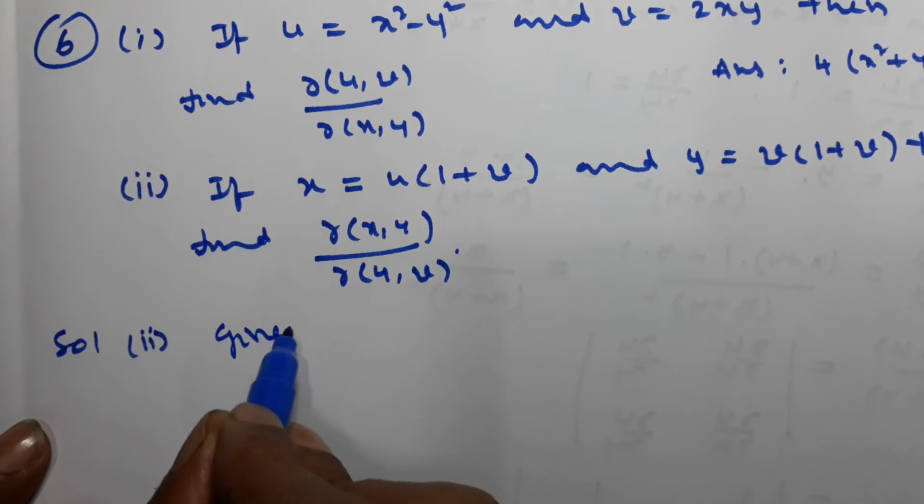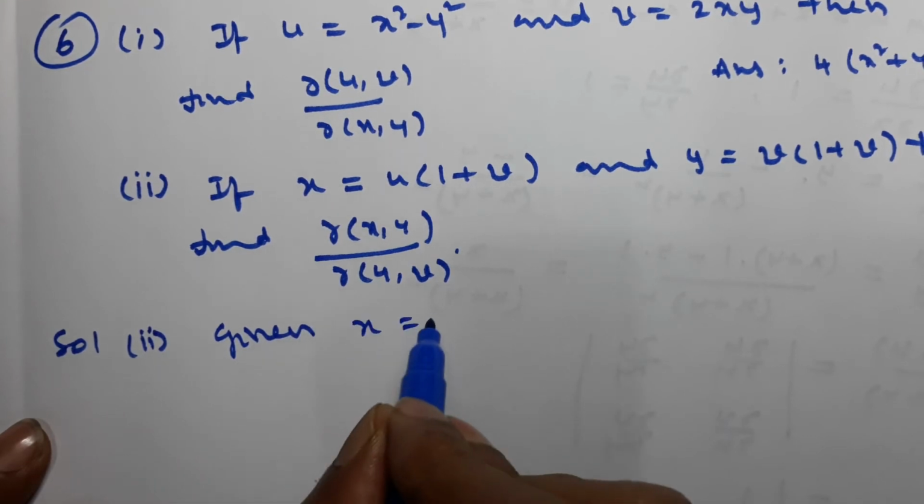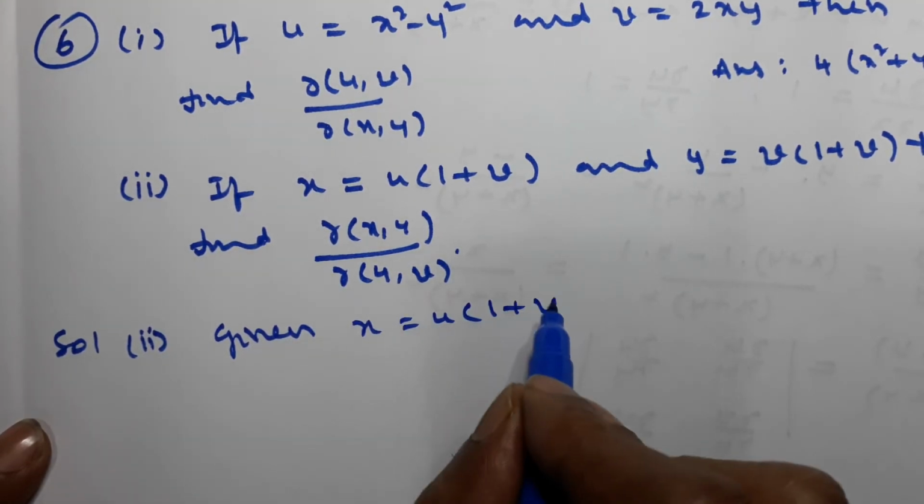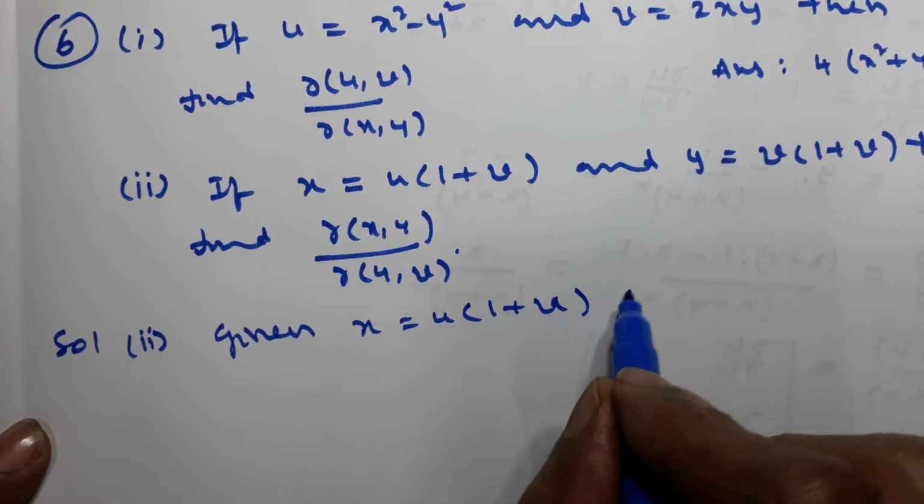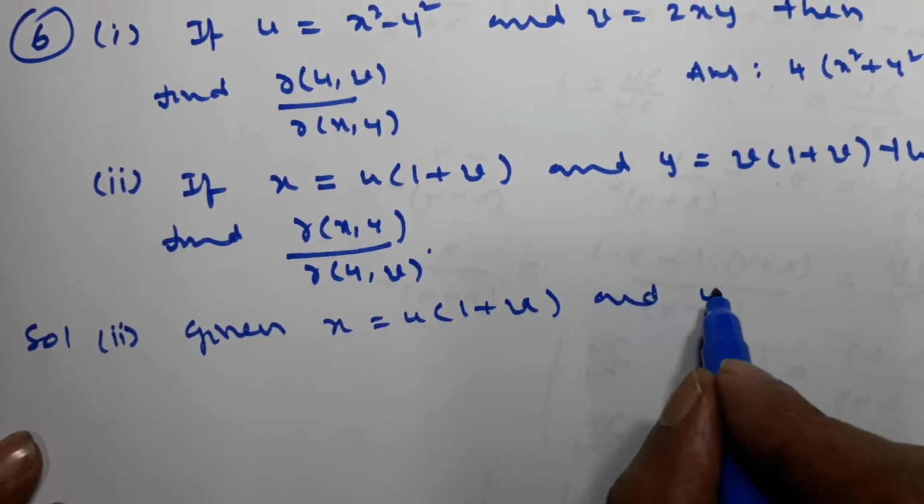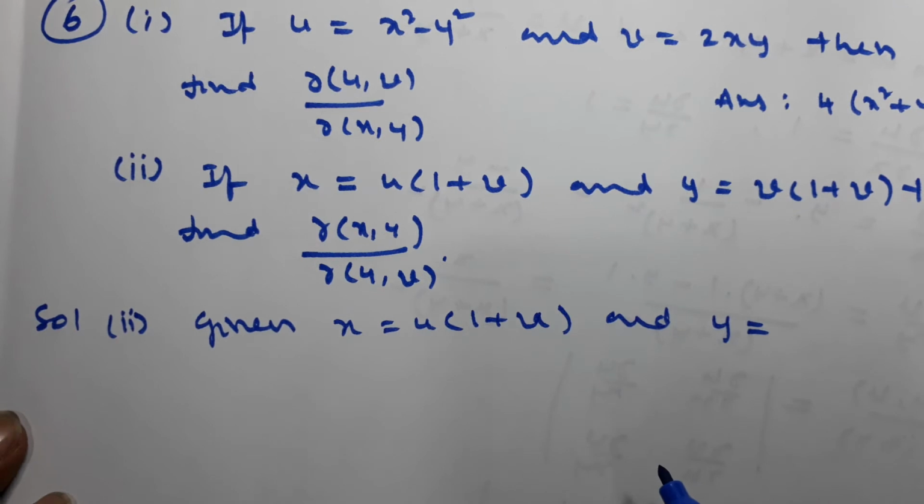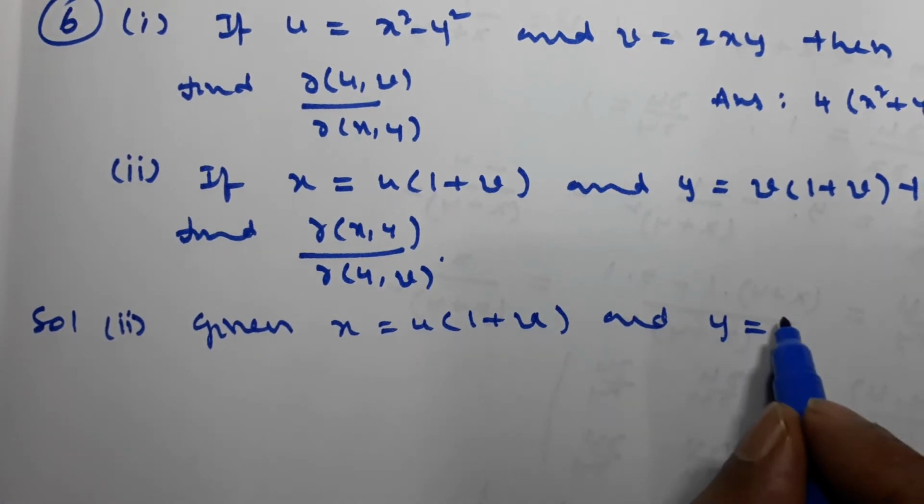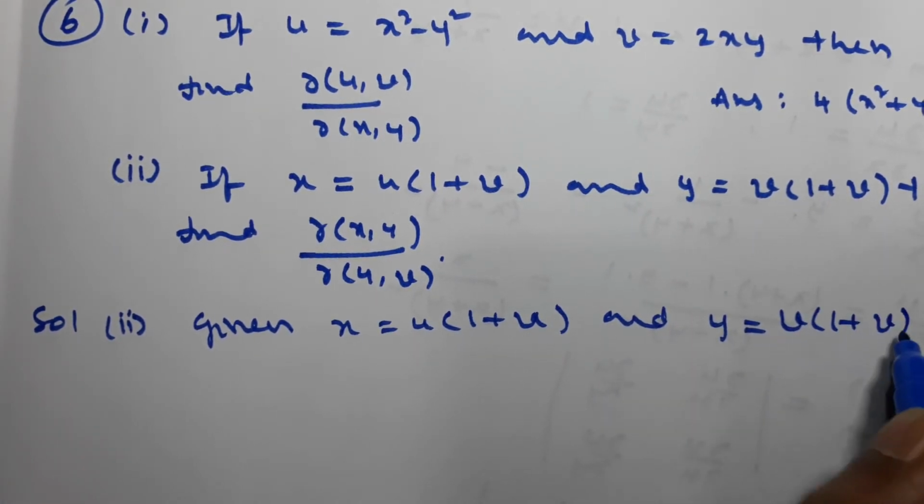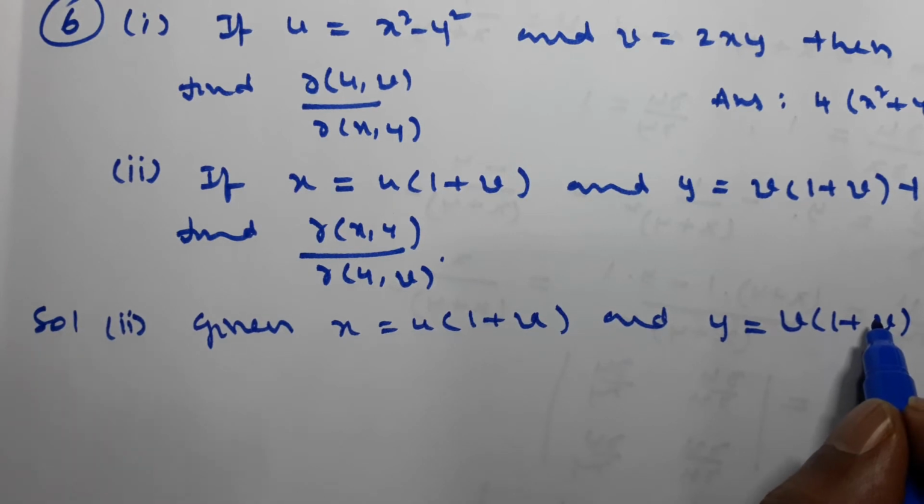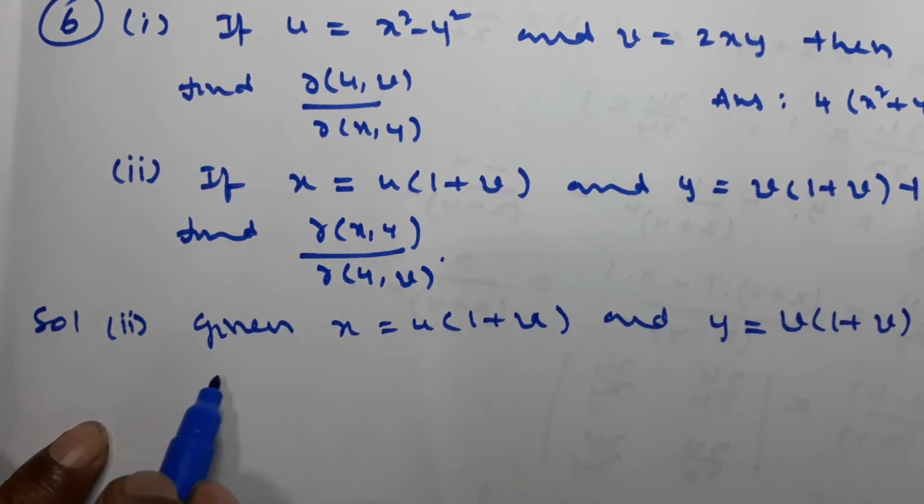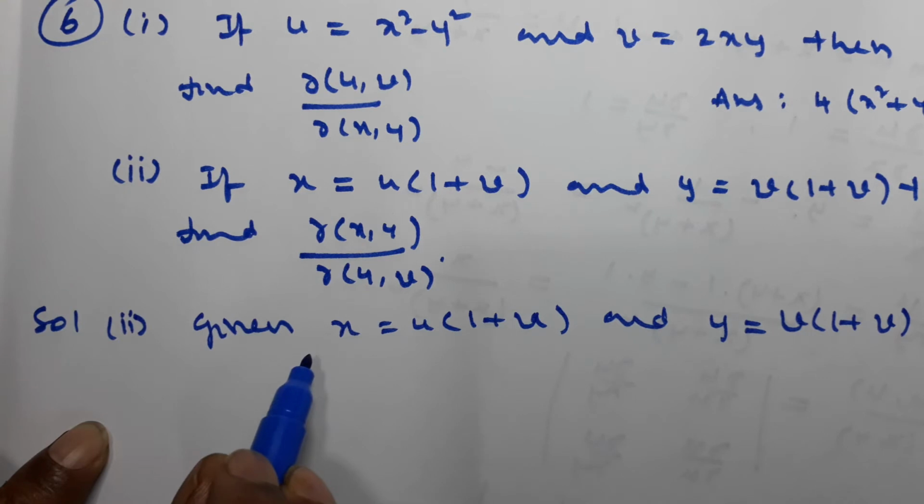Given x is equal to u into 1 plus v, and y is equal to v into 1 plus u. Differentiate this x with respect to u and v.